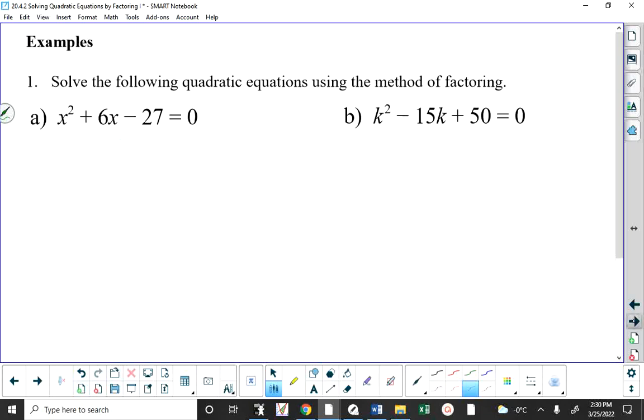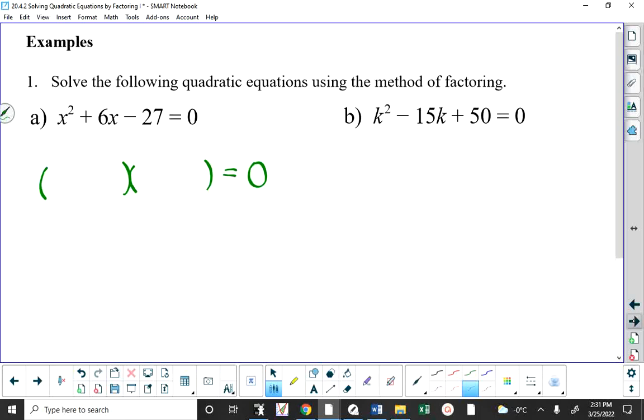Okay. So, solve these quadratic equations using the method of factoring. We have to factor these. It's very important, everybody. I know that some of you are going to say, oh, I get it. I don't need to do this. I'm telling you, you need to show this. It has to be equal to 0. You cannot just write a couple sets of brackets and start getting into the answers.